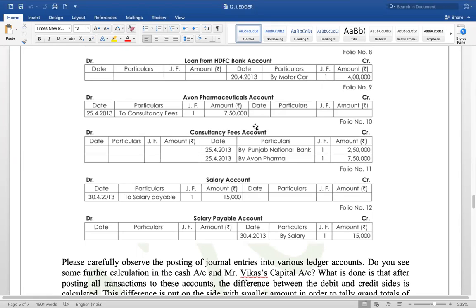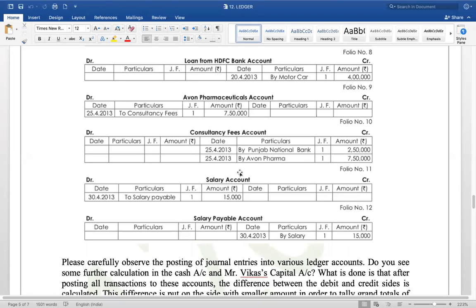Consultancy fee. Now, on 25th of April 2013, we received a check from A1 Pharmaceutical Company, and the remaining balance is to be received. But it has become due. Consultancy fee income. It's a 1 million project, that's 10 lakhs. So 250 is given and 750 is to be given. Whatever it is, we have an income of 10 lakhs.